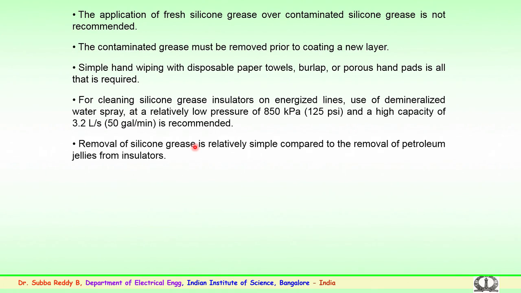Simple hand wiping with disposable paper towels, cloths or porous hand pads is all that is required. For cleaning silicon grease insulators on energized lines, the use of a demineralized water spray, at a relatively low pressure of 850 kilopascals, that is 125 psi, and a high capacity of 3.2 liters per second or 50 gallons per minute, is normally recommended. Removal of silicon grease is relatively simple compared to the removal of petroleum jelly from insulators. So, this has to be followed.